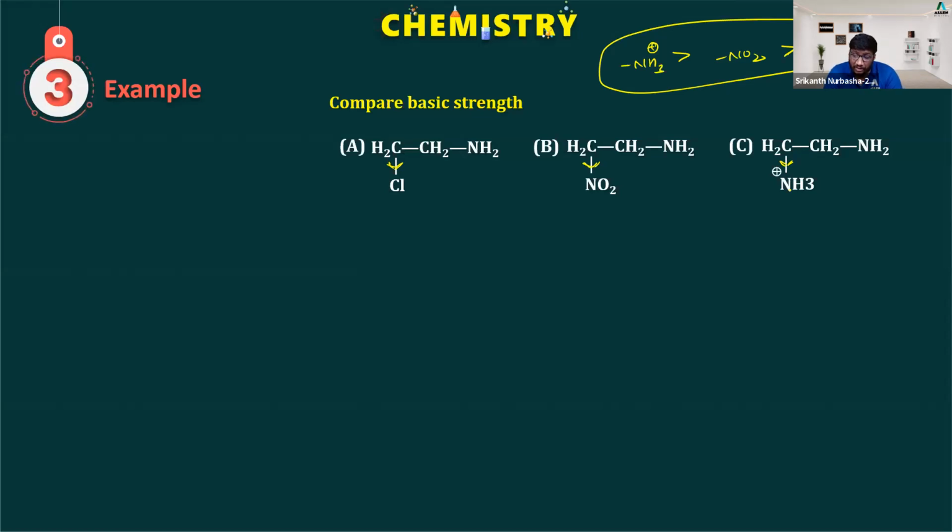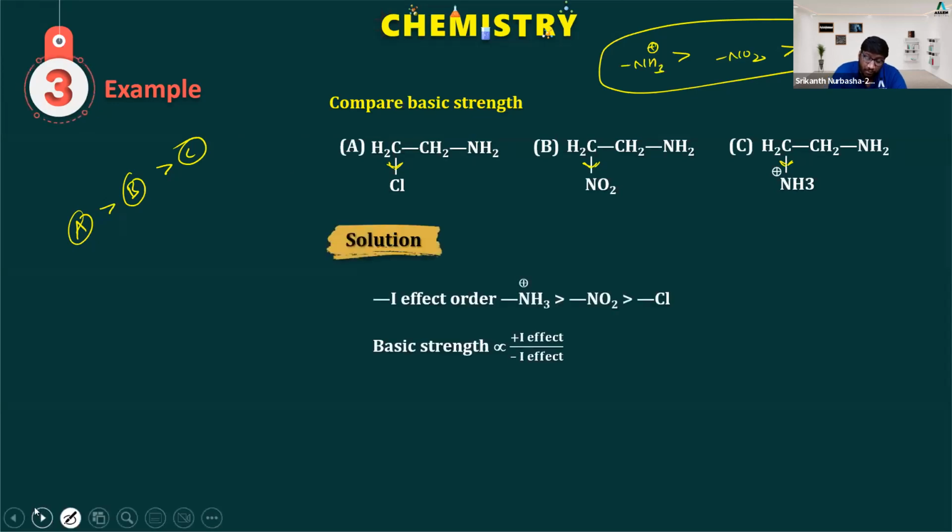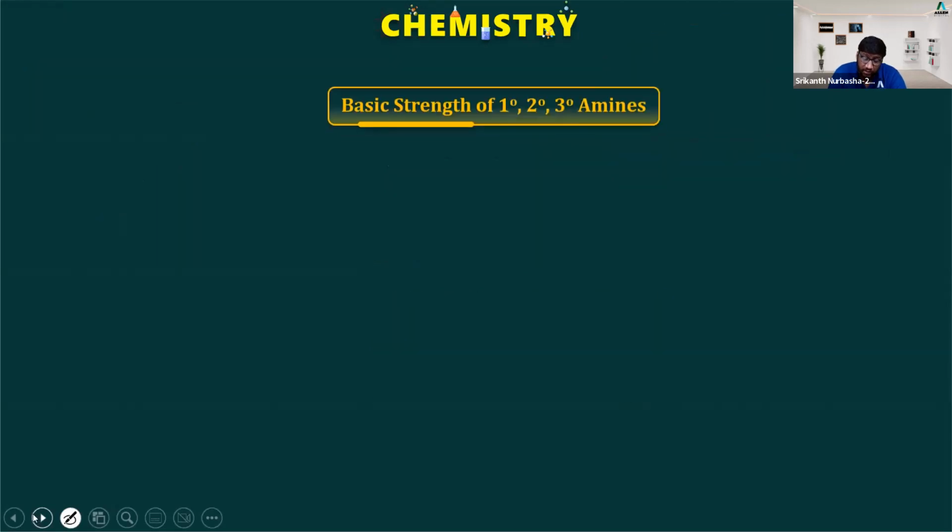The more the electron withdrawing tendency, the least is the basic nature. So NH3+ withdraws the electron density greatly, and nitrogen has lost most of its electron density in C. So C is going to be the least basic. Then B, and A is the most basic, because Cl withdraws less electron density, so more electron density is present on nitrogen in compound A. A, B, C will be the right order.